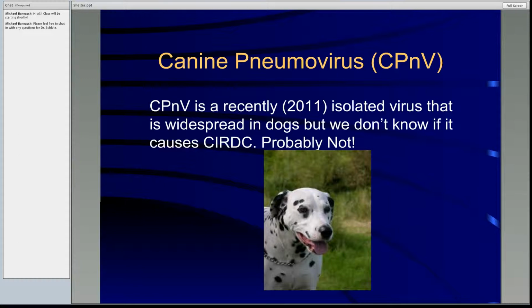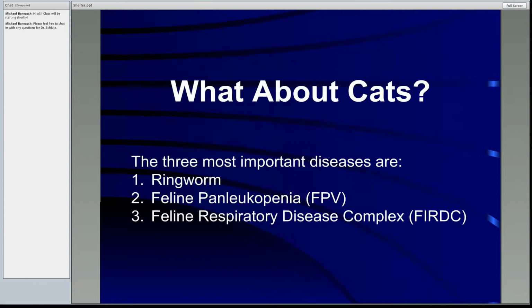It looks like it came from rodents and it's infecting dogs, but it's one of those things that I call a good virus. There are good viruses and bad viruses, and it's good because it doesn't cause a significant disease and it helps to stimulate nonspecific immunity.